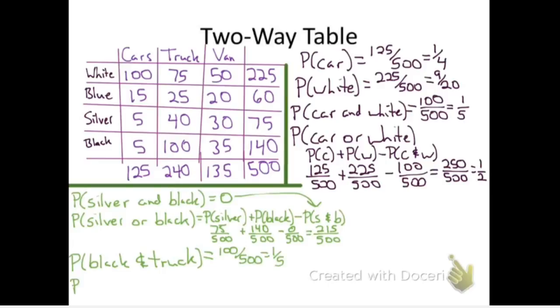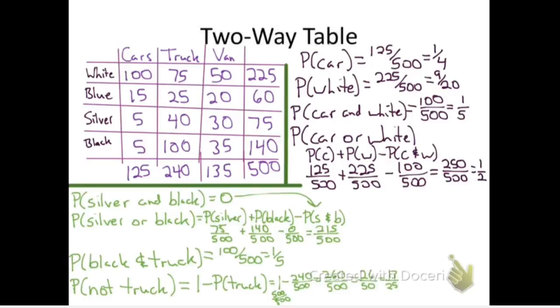How about the probability it's not a truck? So I could take the probability of it being a truck and subtract it from 1, or I can look at the options. So let's see this. If this is the truck, I could take 1 minus 240 over 500, which is, this is just 500 over 500, and I get 260 over 500, ultimately 26 over 50, or 13 over 25.